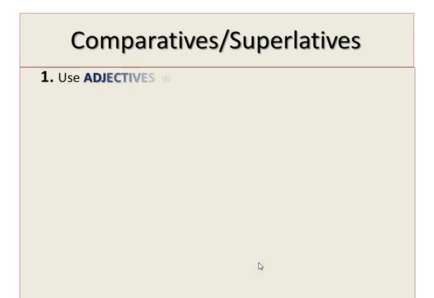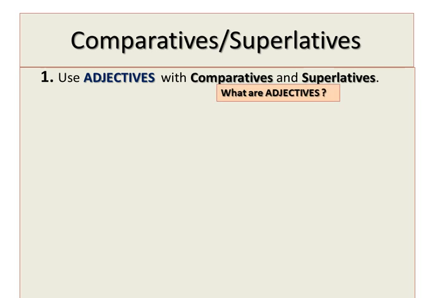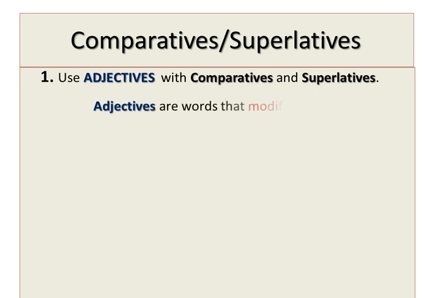Let's begin. For the first way to make comparatives, we can use adjectives to make comparative and superlative sentences. So let's ask ourselves the question, what are adjectives? And the answer is that adjectives are words that modify nouns. Let's take a look at an example. We have the word dog, which is a noun. If we want to modify or describe the word dog, what could we use?